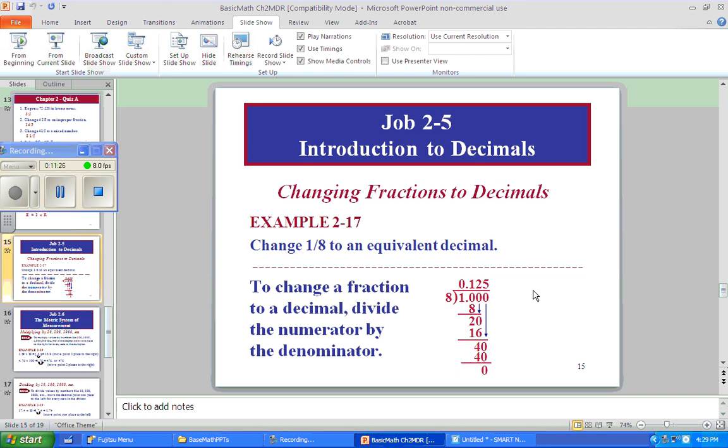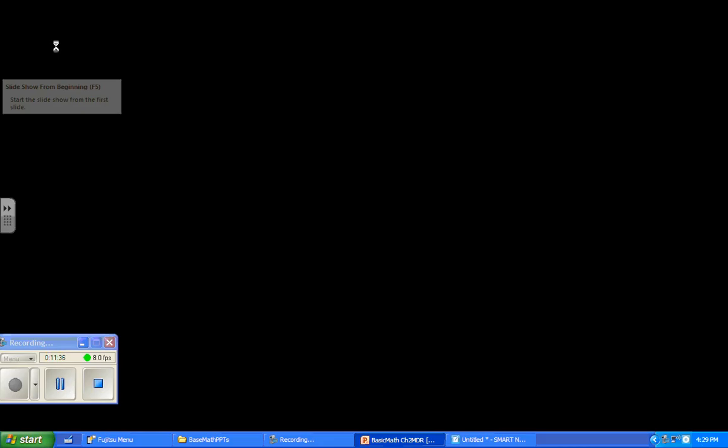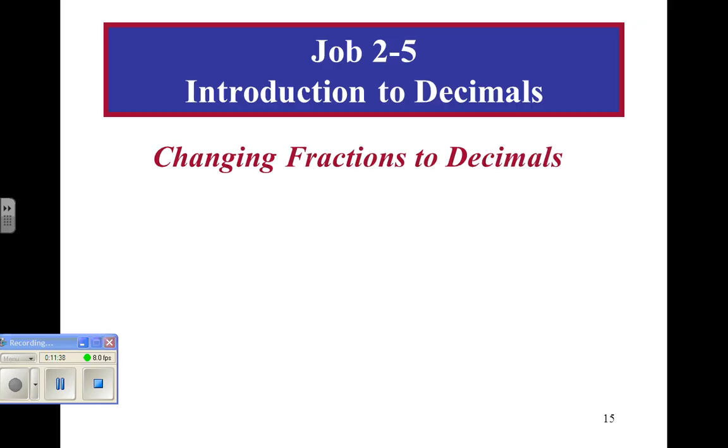I no longer have my writing implements. No, not from the beginning, for the current slide. Oh, darn it. Nope. Gotta hit pause. I messed up. Sorry.